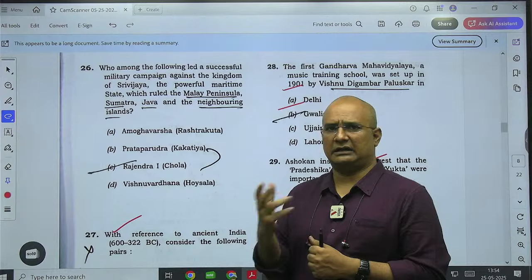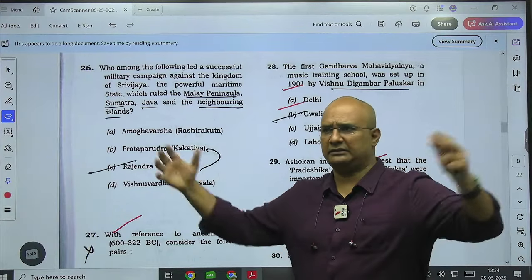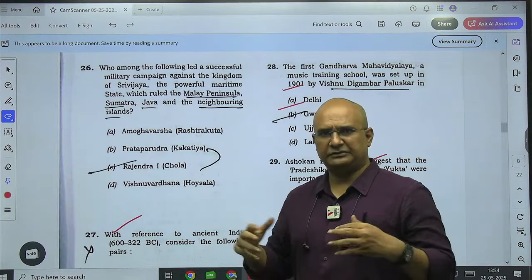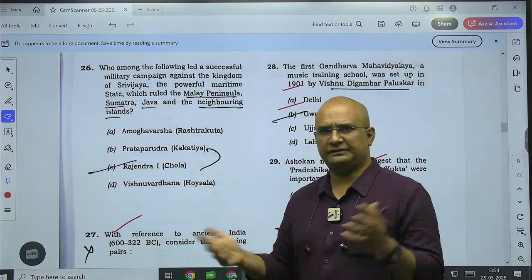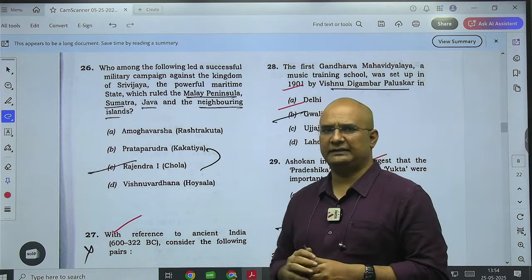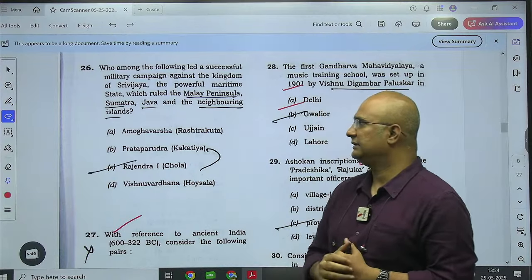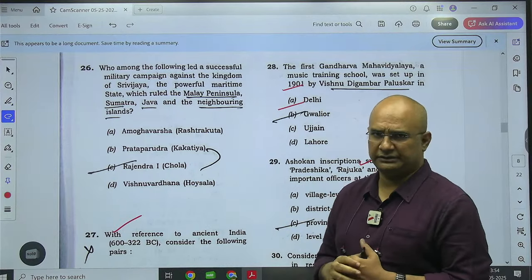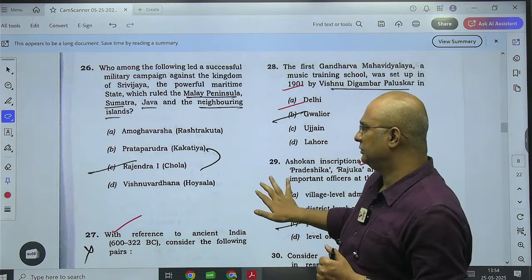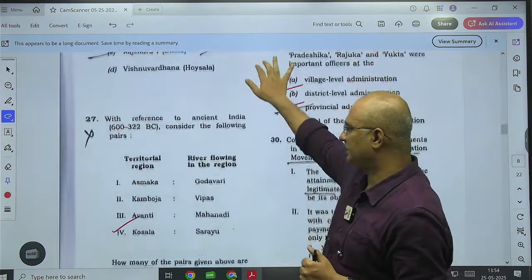His father was Rajaraja Chola. He had already started the expansion of his kingdom, not just on the land but on the sea as well, and it was continued by his son Rajendra I, who took it forward and even attacked the Sri Vijaya kingdom in Southeast Asia. Again a dead easy question. 26 answer will be C.